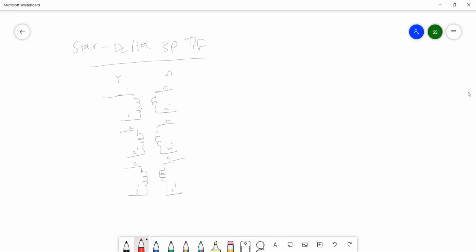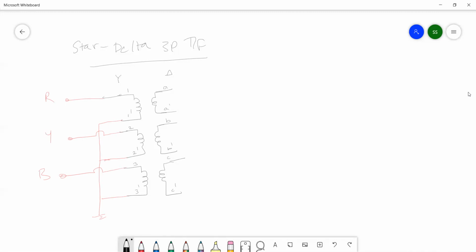1 dash, 2 dash, 3 dash. Very good. Now 1 dash, 2 dash, 3 dash, all are joined together. Good. And the remaining we need to drag them out. No connection, drag them out. R, Y, B. Very good.